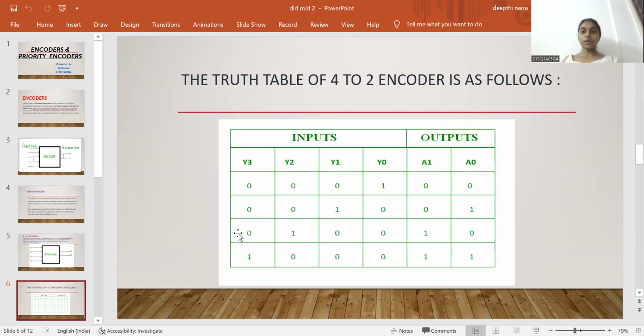The truth table of the 4x2 encoder is as follows. Y0 represents decimal 0, so it will be coded in binary form as 0, 0. Y1 represents decimal value 1 and it can be coded as 0, 1. Y2 represents decimal number 2. It is coded as 1, 0 in binary. Y3 represents decimal number 3 and it is coded as 1, 1 in binary.